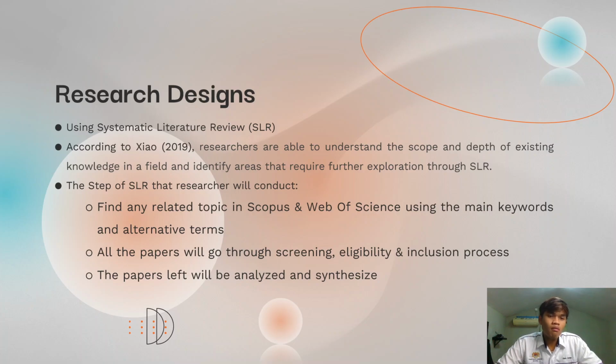Next are the steps of SLR that the researcher will conduct. The first one is to find related topics in Scopus and Web of Science using the main keyword and alternative terms, which we will go through later. Second, all the papers will go through the screening, eligibility, and inclusion process. This is like filtering of the papers. The ones we don't want, we don't take, and we only take what we want. We go through it later, because next the papers left will be analyzed and synthesized.